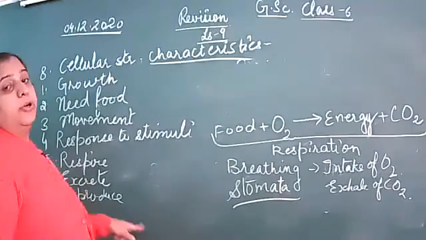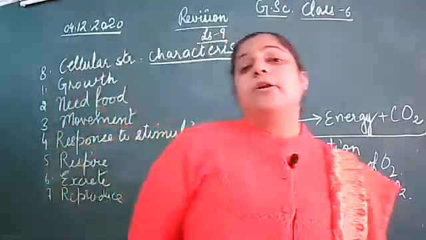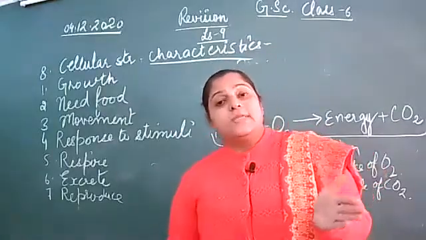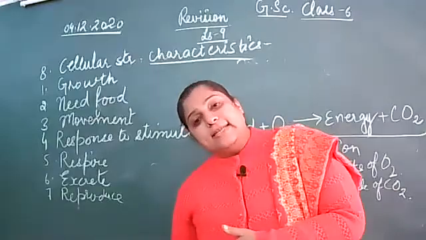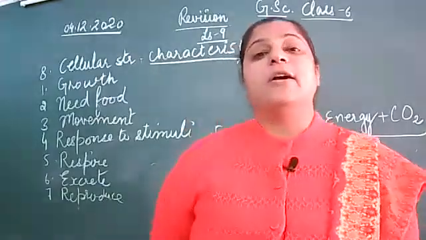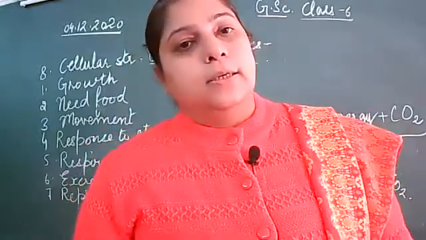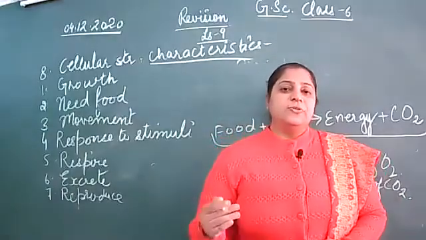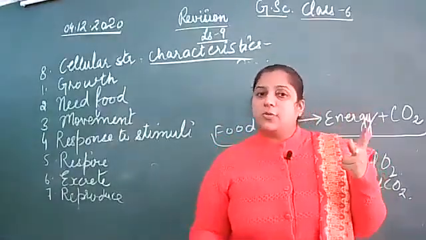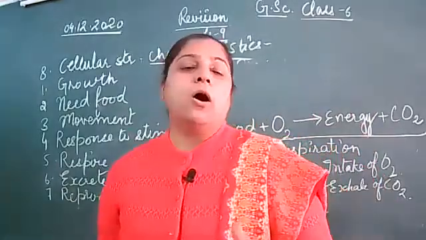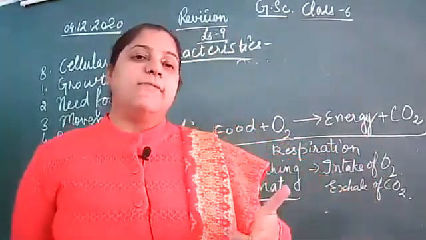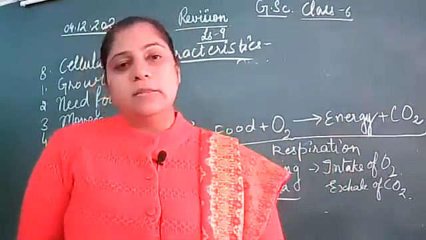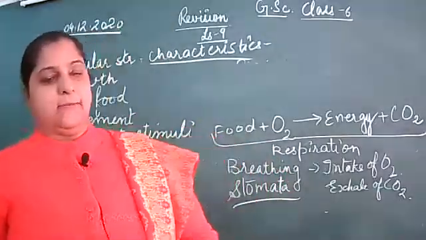Last is reproduce. But what is the meaning of reproduction? It means producing babies of their own kind, giving birth to babies of their own kind, right? Every living organism gives birth to its babies. There are two ways to give birth. Either they lay eggs or directly they give birth. This you have done. One is directly giving birth, number two is by laying eggs, right?